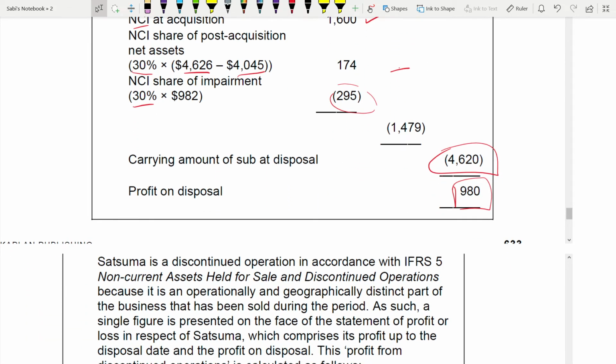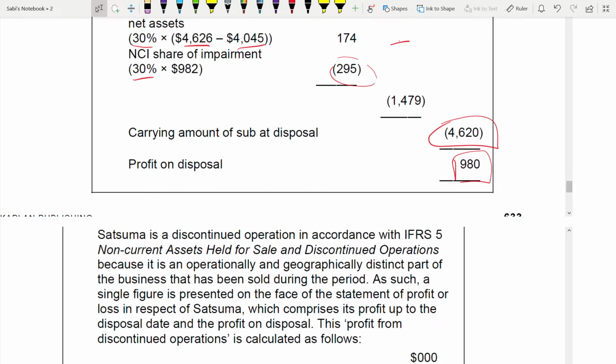Now, remember they told that it is geographically and operationally distinct. Therefore, it's a discontinued operation in accordance with which standard? IFRS 5. Because it is operationally and geographically distinct.